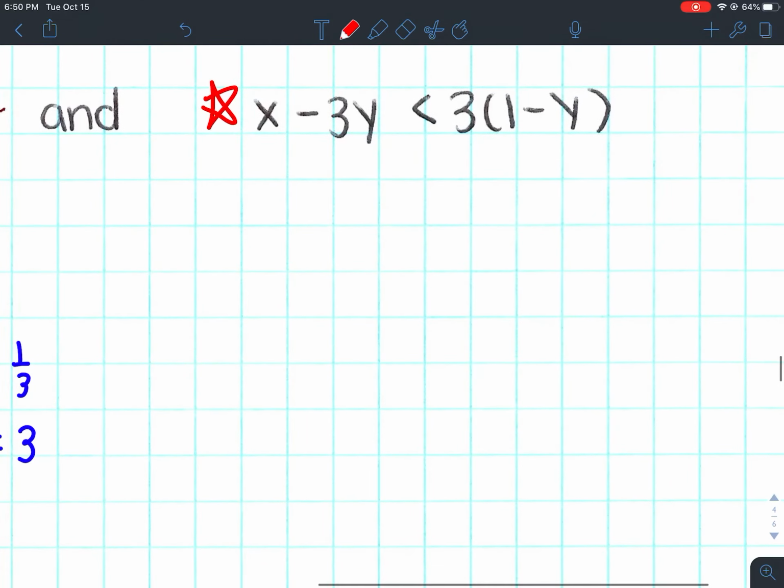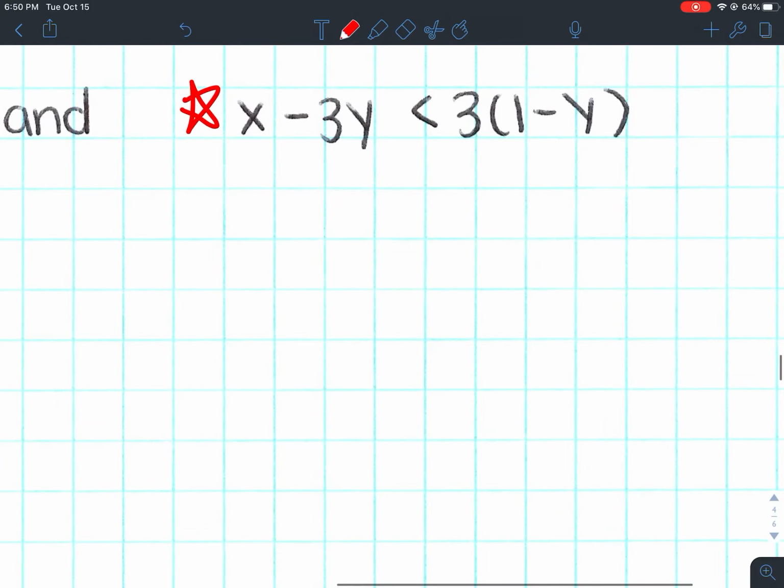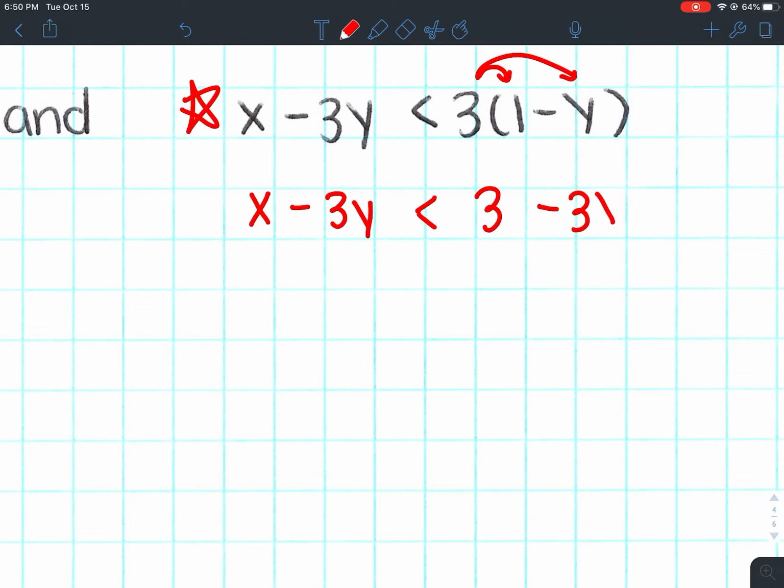Over here, I got something weird and funky. It's kind of like point-slope form, but not really point-slope form. So the first thing I want to do is get y by itself, but I need to get rid of those parentheses. So I'm going to go ahead and distribute, because it's not even in point-slope form, so that's not very helpful in any way. 3 times 1 is 3. 3 times negative y is negative 3y.